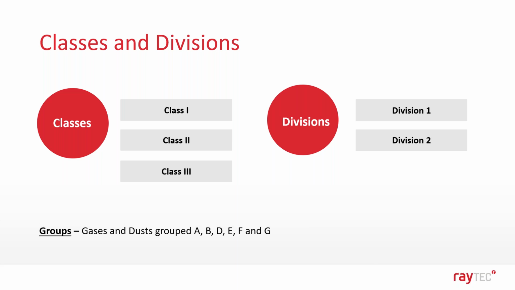They are then further subdivided into divisions depending on the probability of ignition. So Division 1 being present under normal operating conditions, whereas Division 2 is only present during abnormal conditions and only for a short period of time. So a little bit similar to the zoning system in IEC, but not quite the same. Hazardous substances are then grouped into groups A through to G, depending on the properties of the substance.